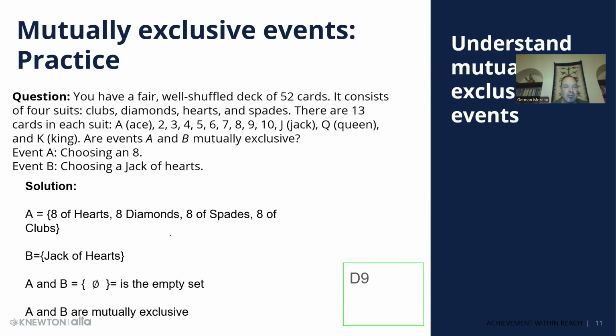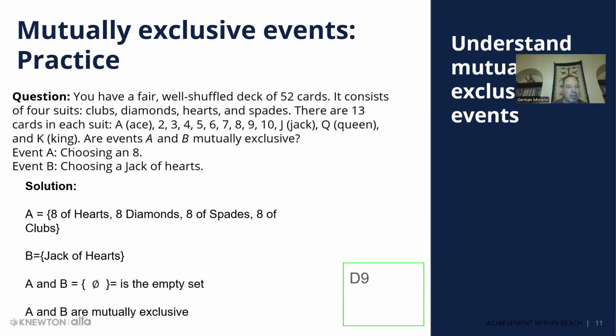You have a fair, well shuffled deck of 52 cards. It consists of four suits: clubs, diamonds, hearts, and spades. There are 13 cards in each suit: 2, 3, 4, 5, 6, 7, 8, 9, 10, jack, queen, king, ace. Are events A and B mutually exclusive?